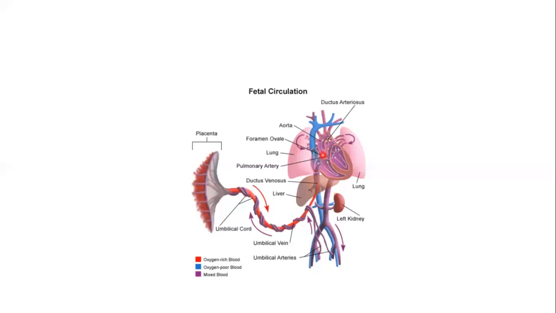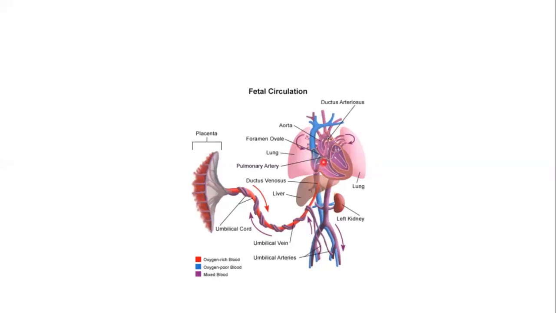So because of the difference in pressure, this is what leads to the closing of the foramen ovale, because there's little blood coming into the right atrium and there's more blood coming into the left atrium. So this leads to the closing of the foramen ovale, and the ductus venosus also closes up.